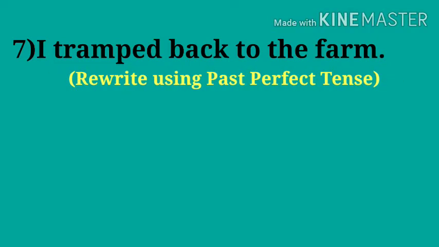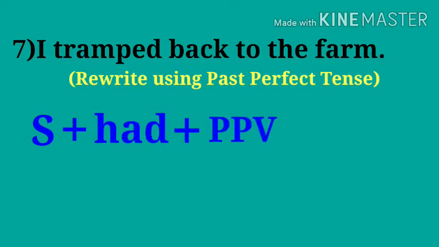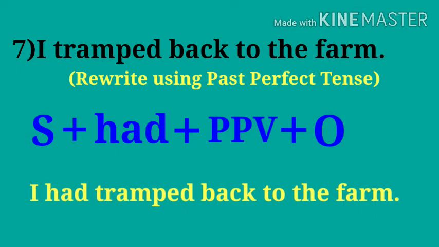Now the next sentence. I tramped back to the farm. Rewrite using past perfect tense. Past perfect means our third column. And what is the structure? Subject plus had plus PPV, that is past participle of the verb, plus object. What is the subject? I. Then tramped is the verb here. So what is the answer? I had tramped back to the farm.